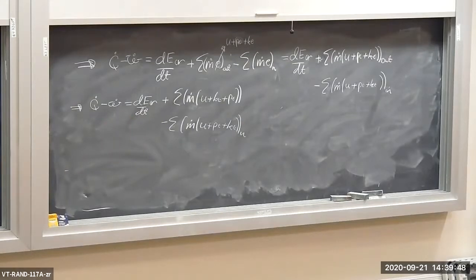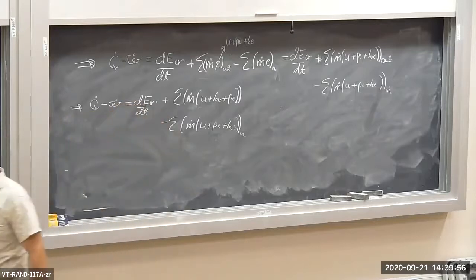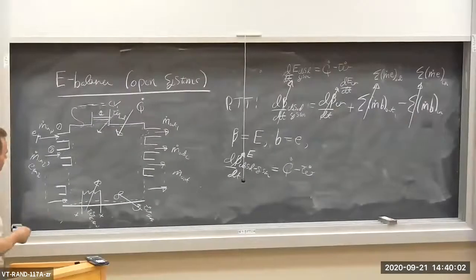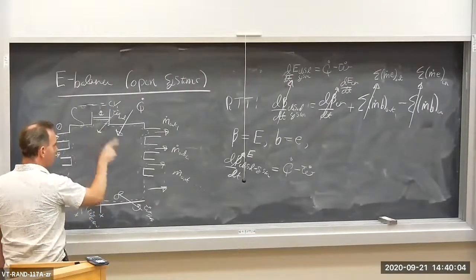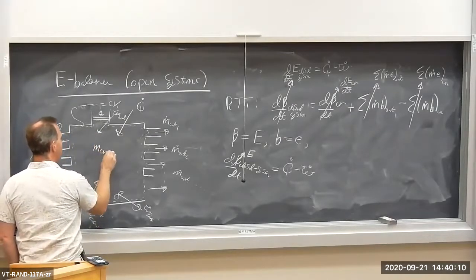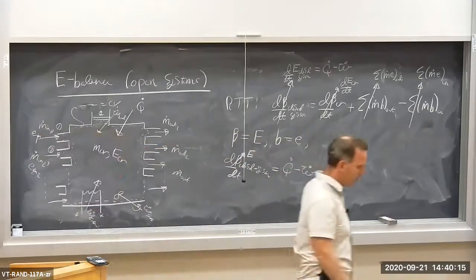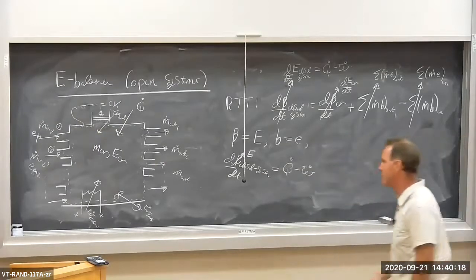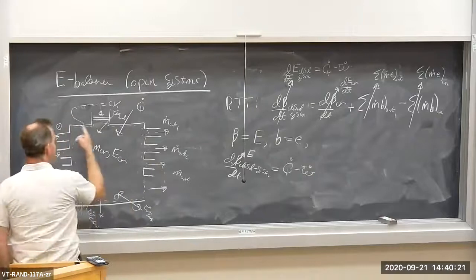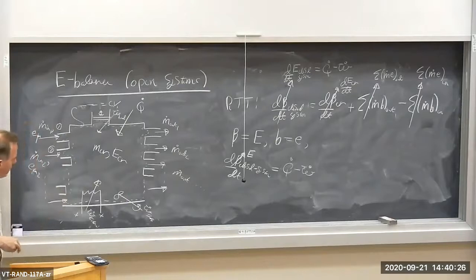By the way, what is this dE_CV/dt term here? What energy am I talking about within my control volume? It's the time rate of change of energy within my control volume. There's a certain amount of mass in my control volume, and there's a certain amount of energy associated with that mass. So that time rate of change of energy within the control volume is the rate at which energy inside is going up or going down. Okay?